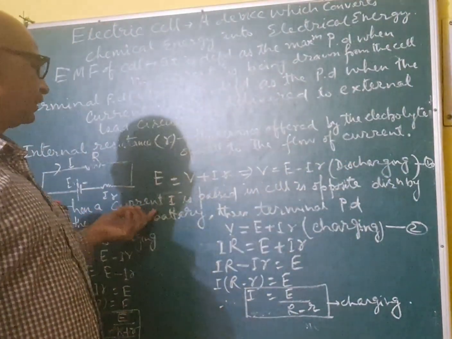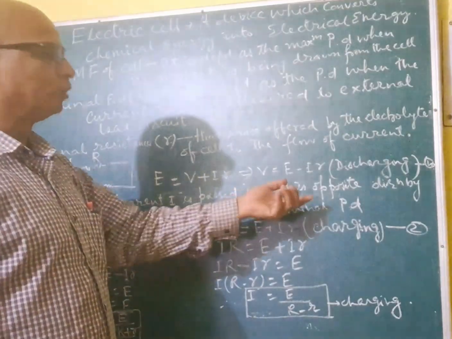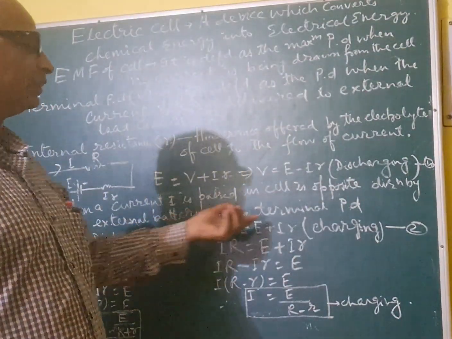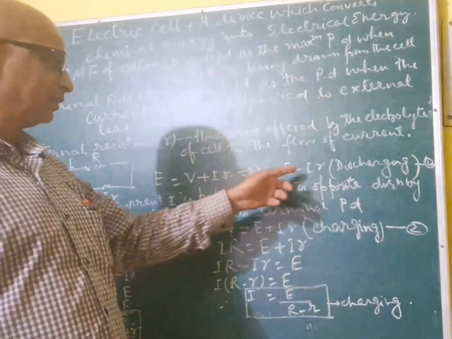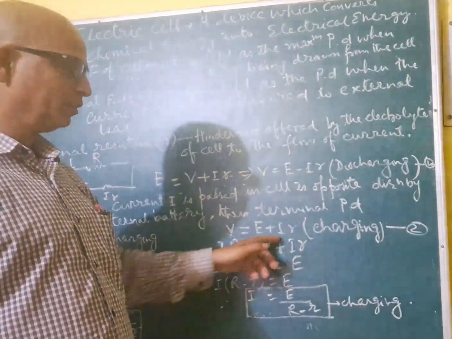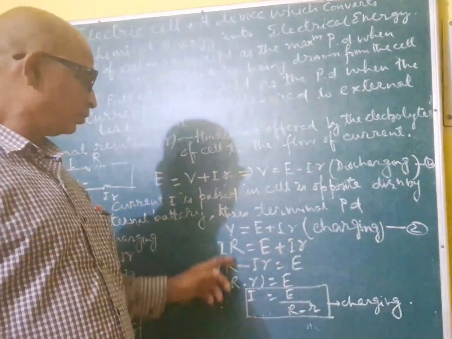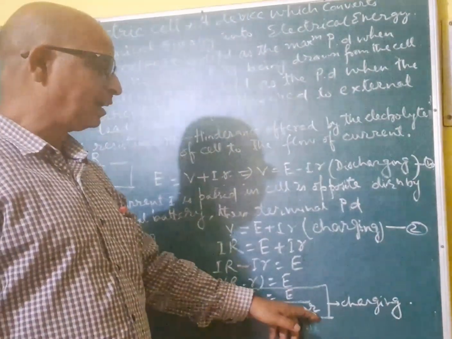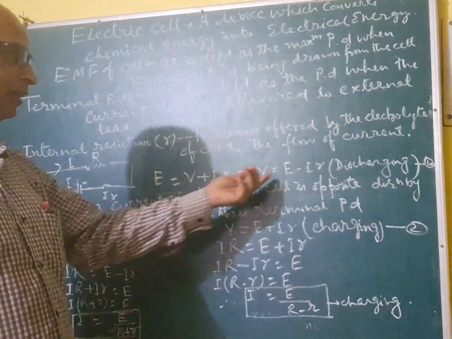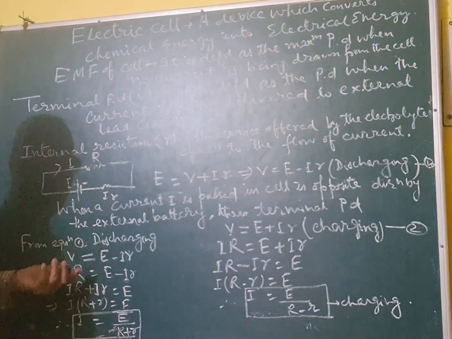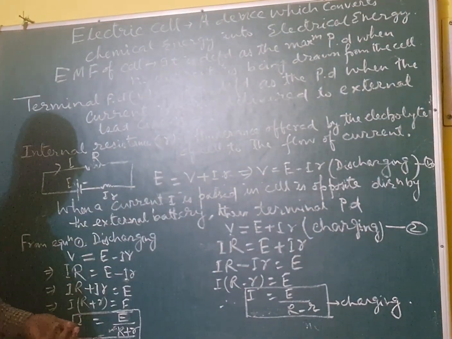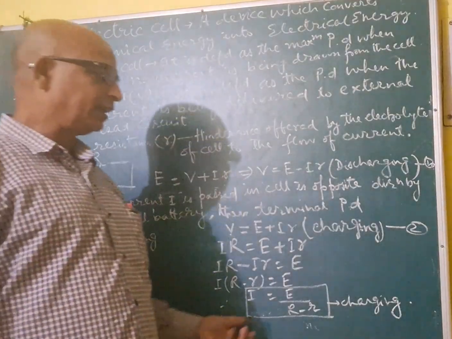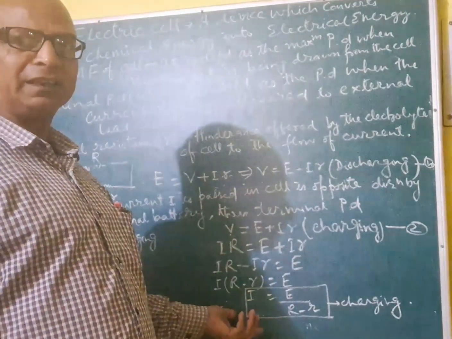So when a current I is passed in the cell in the opposite direction to the external battery, then the terminal potential difference here, that is minus, becomes plus here on charging. So the current is equal to E over R minus r on charging. But on discharging, V is equal to IR, so on calculating, current is equal to E divided by R plus r. So there are two formulas for finding the current.